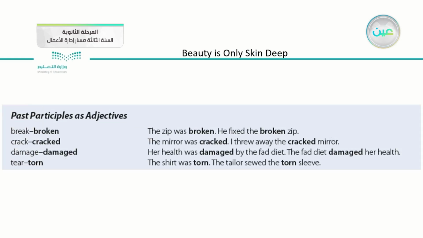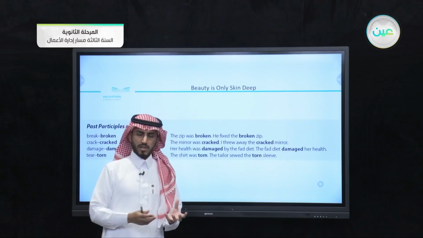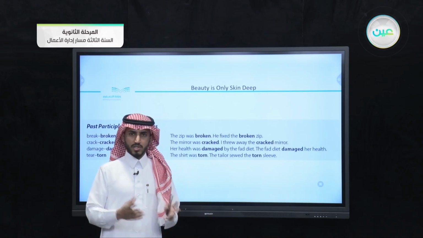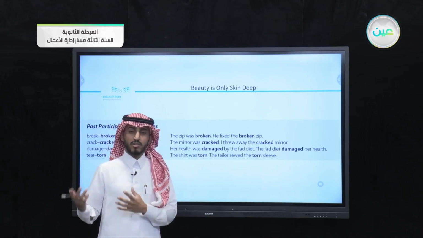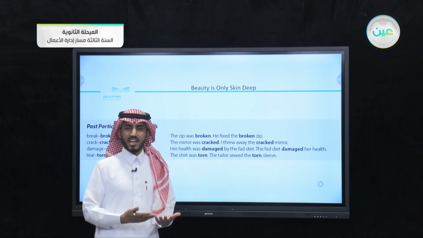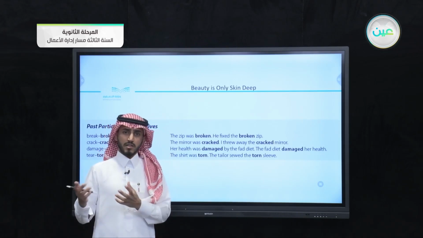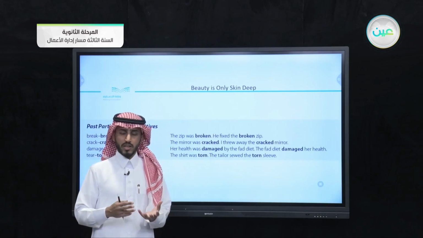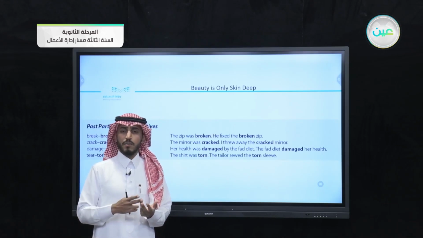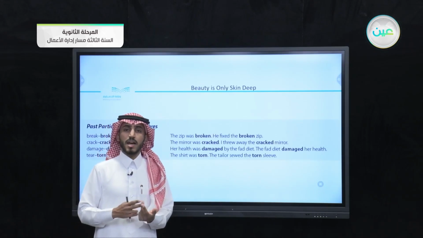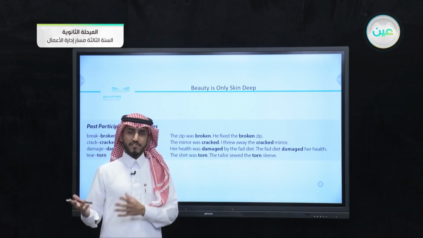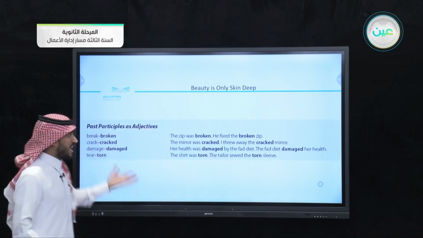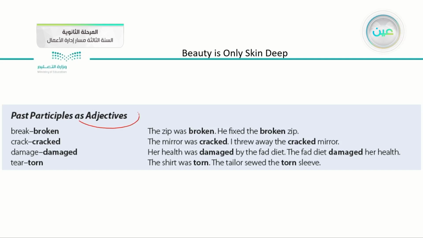After that, we have the past participles as adjectives. Firstly, let's talk about the meaning of participle before we talk about the past participle as adjective. Participle is a verb form that can be used in more than one way. It can be used as an adjective, it can be used as a verb, or it can be also used as a passive or active voice. Okay? Here it is used as an adjective.